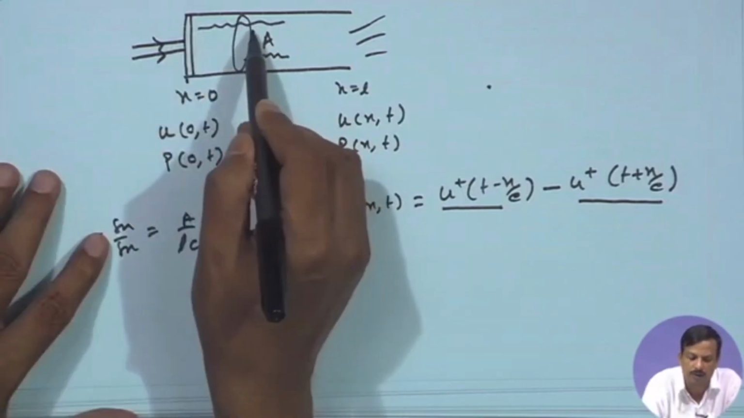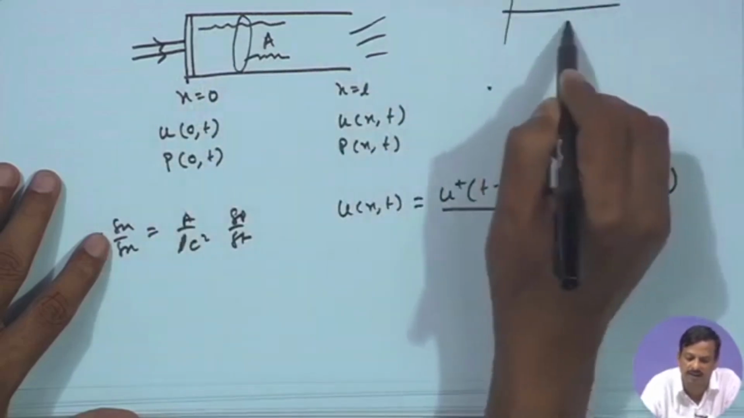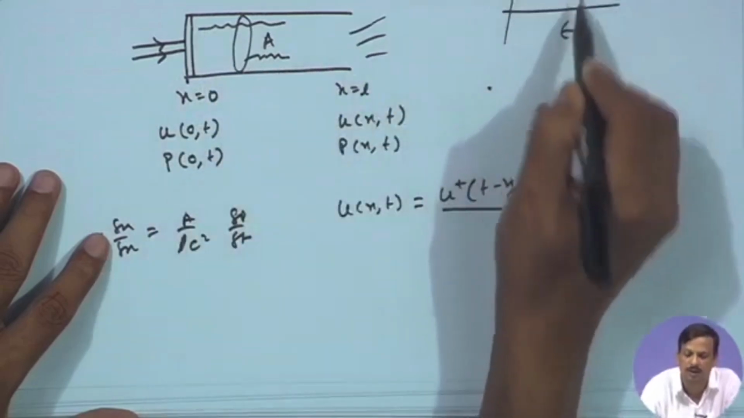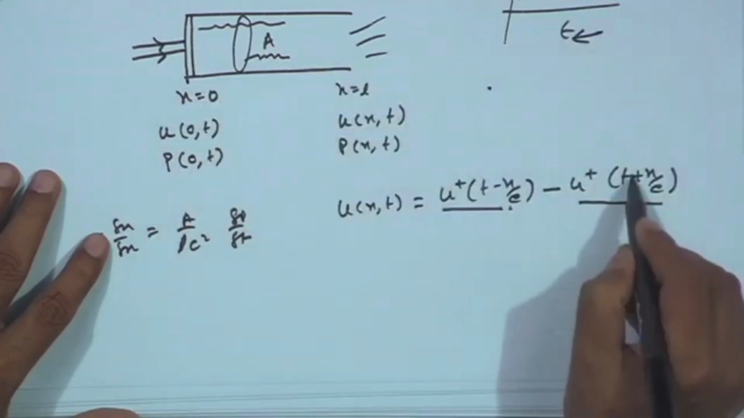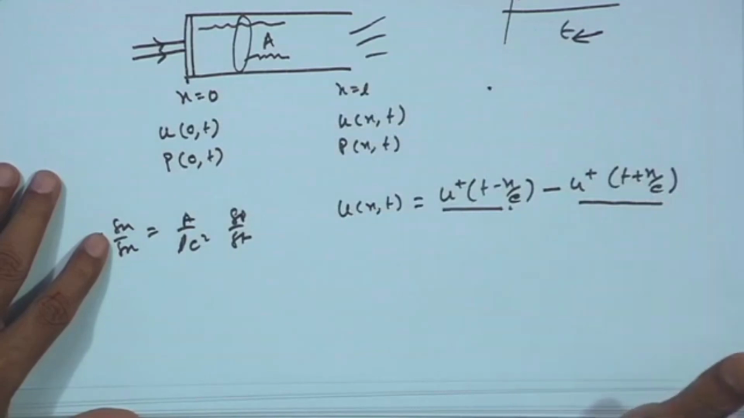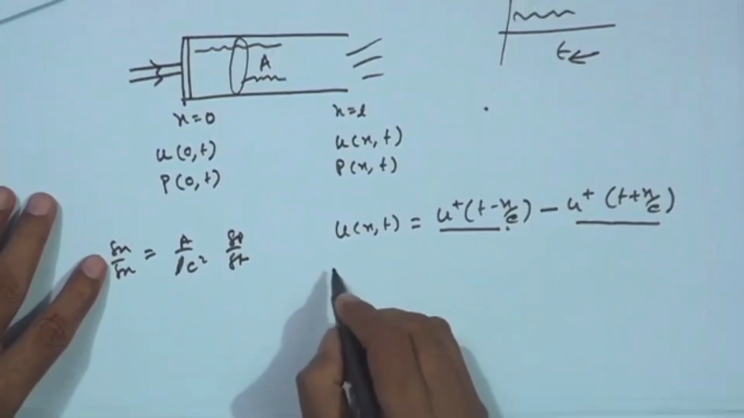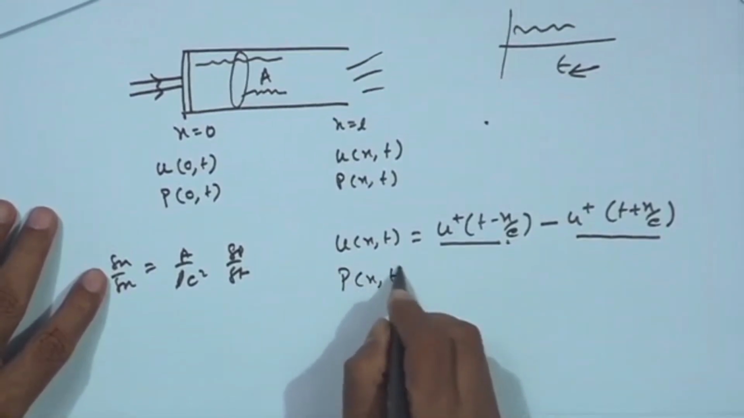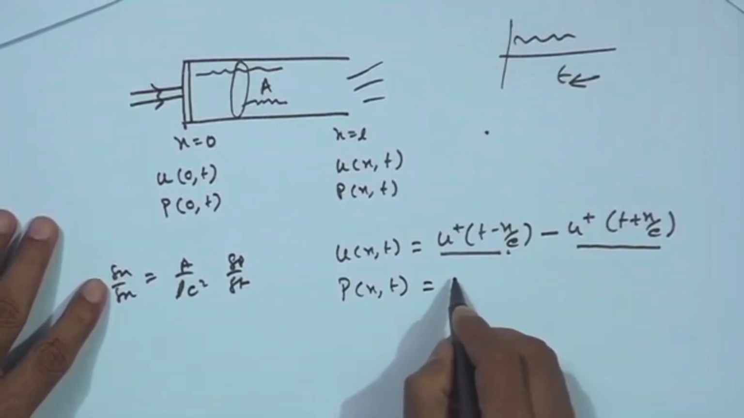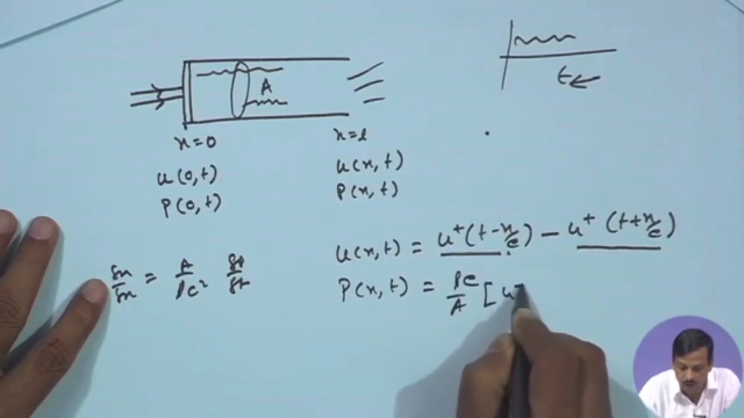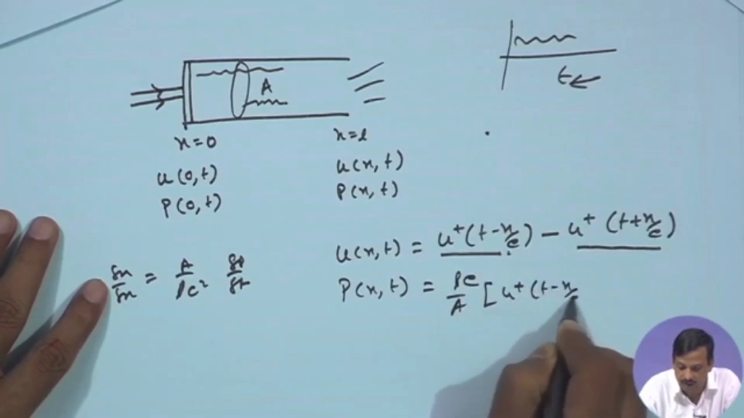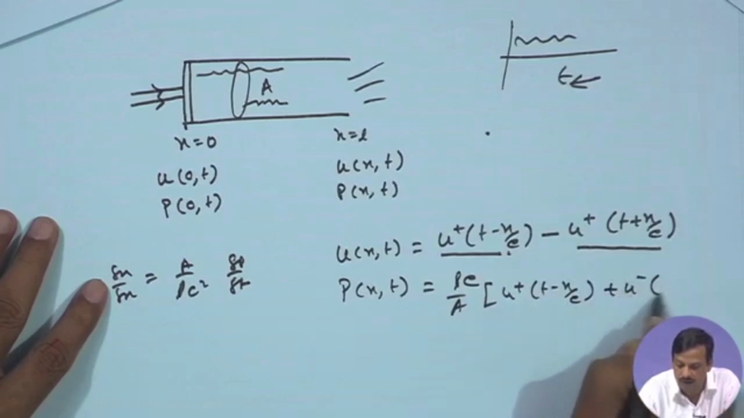In the forward wave, if this is the time axis, then it is t minus x by c. If it is the backward wave, so negative direction, t plus x by c. c is the velocity of sound, x is the position. Now, similarly, what is p(x,t)? p(x,t) is nothing but rho c by A times u plus (t minus x by c) plus u minus (t plus x by c).